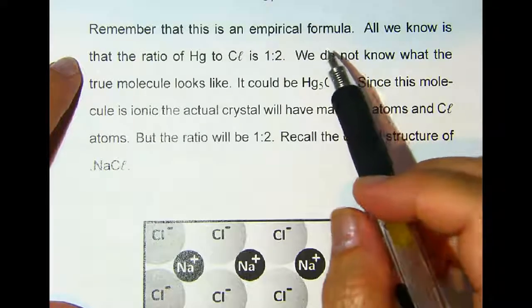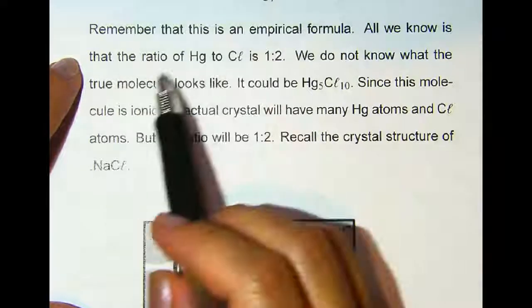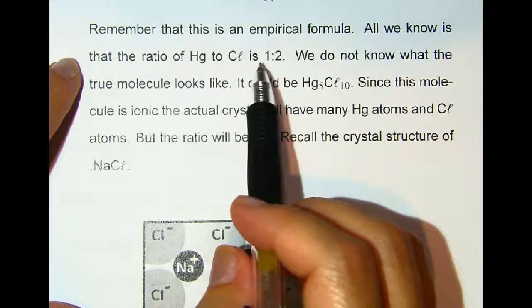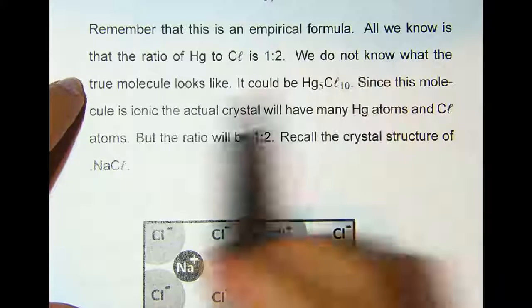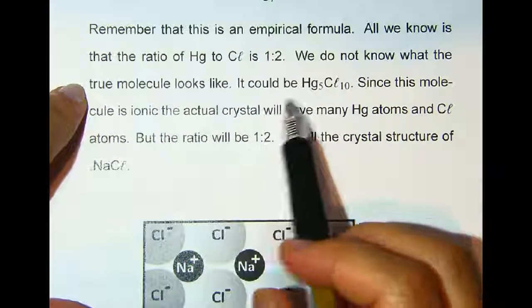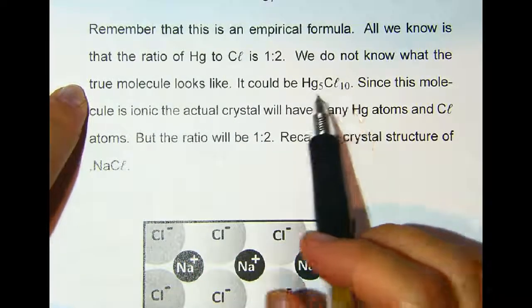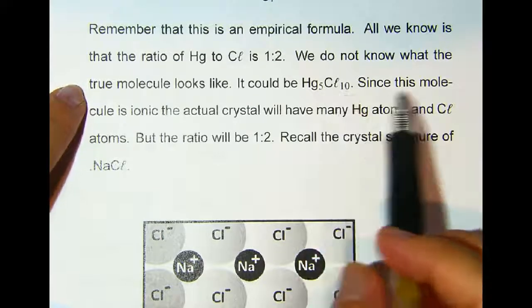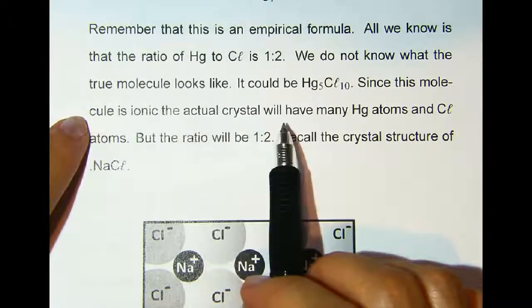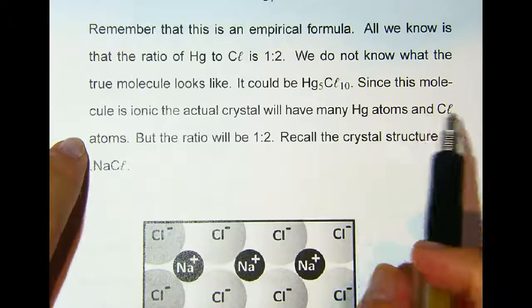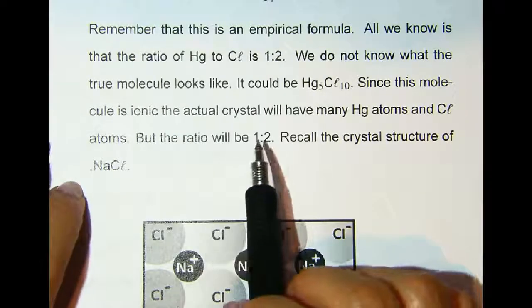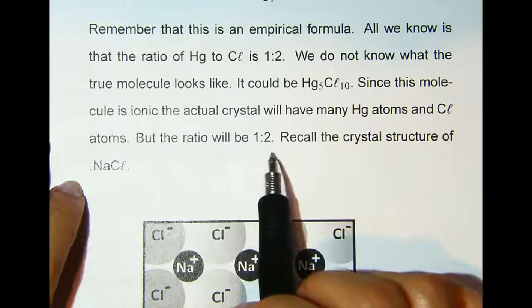Remember that this is an empirical formula. All we know is that the ratio of mercury to chlorine is 1 to 2. We do not know what the true molecule looks like. It could be Hg5Cl10, which is a 1 to 2 ratio also. Since this molecule is ionic, the actual crystal will have many mercury atoms and chlorine atoms, but the ratio will be 1 mercury for every 2 chlorines.